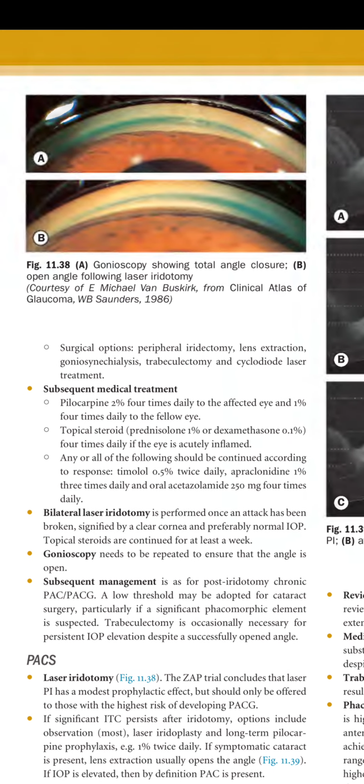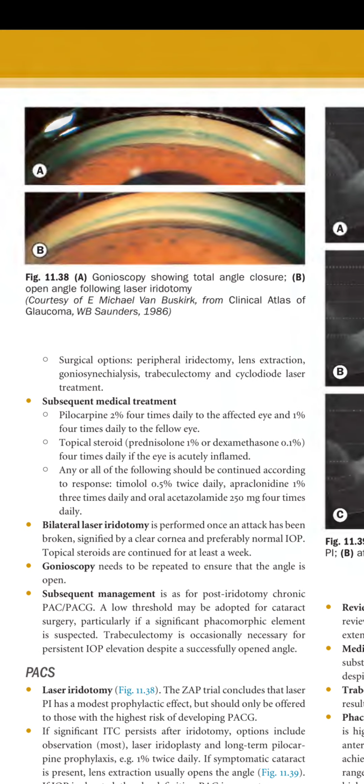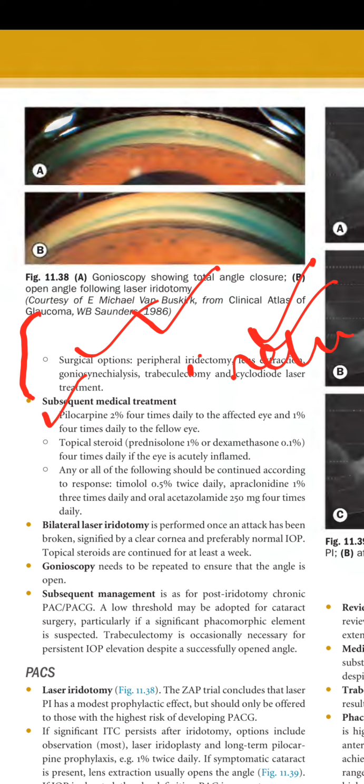Surgical options include peripheral iridectomy, lens extraction, goniosynechialysis, trabeculectomy, and cyclodiode laser treatment. So, subsequently, we can do all these things as well. Subsequent medical treatment: pilocarpine 2% 4 times daily to the affected eye and 1% 4 times daily to the fellow eye. Pilocarpine is basically given to induce miosis and to prevent the occlusion of the angle.